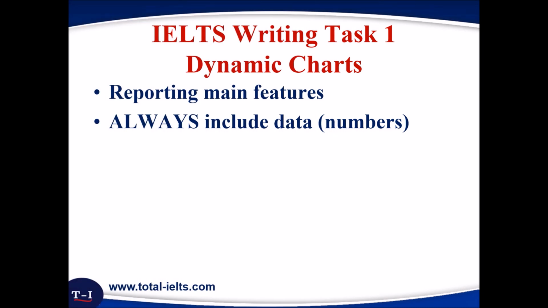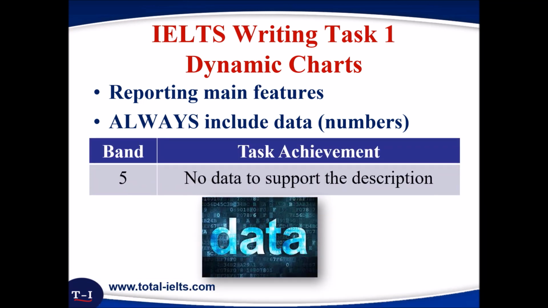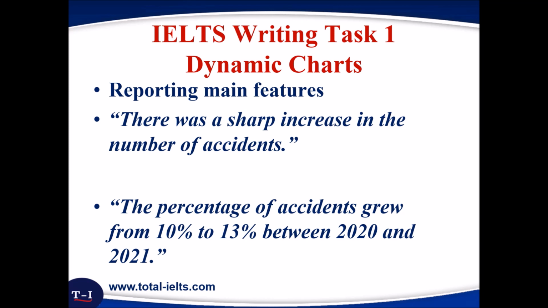When it comes to reporting the main features, always include the data or the numbers. If you fail to do so, you will score an automatic band 5 in task achievement. No data to support the description. For example, there was a sharp increase in the number of accidents. It might be accurate, however, it will receive an automatic band 5 in task achievement because it should look like this. The percentage of accidents grew from 10% to 13% between 2020 and 2021.